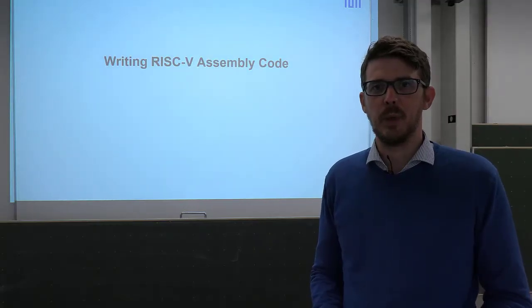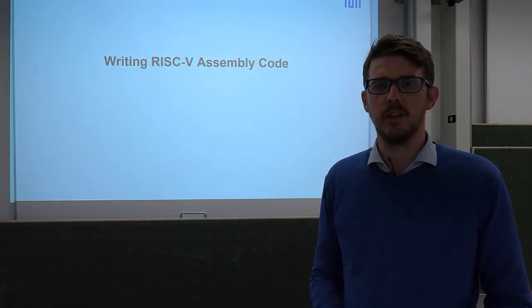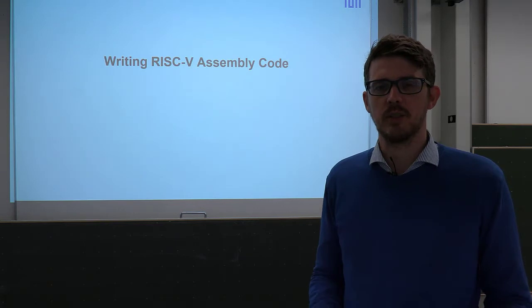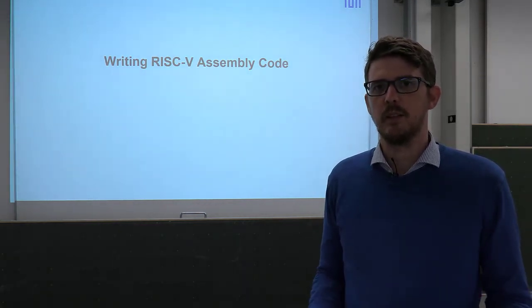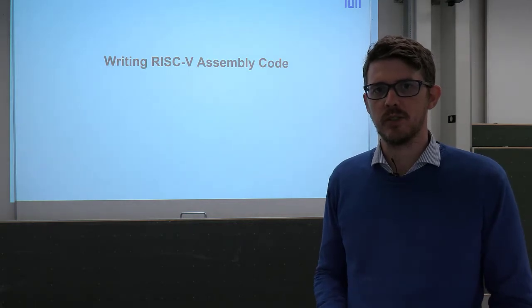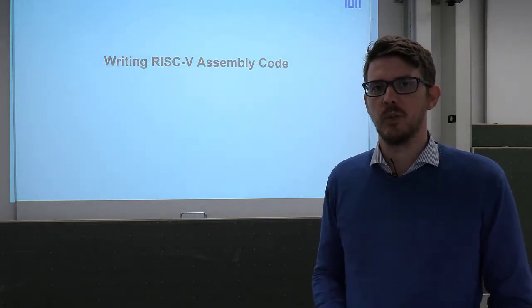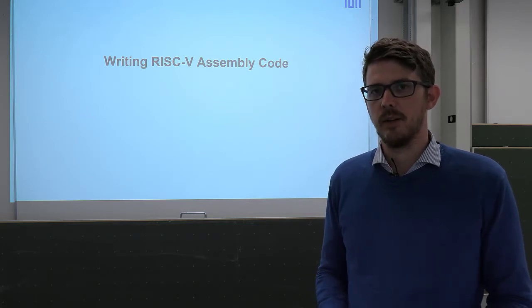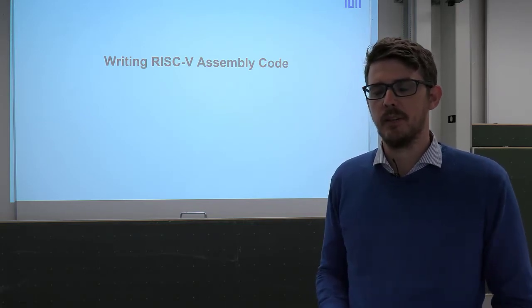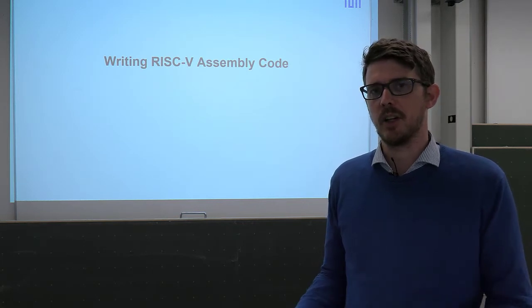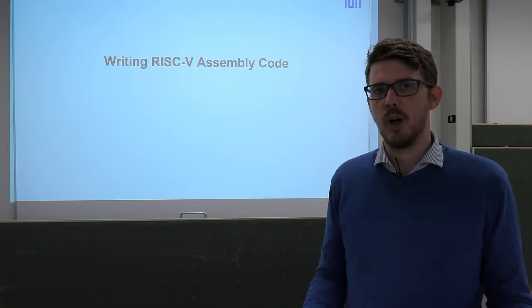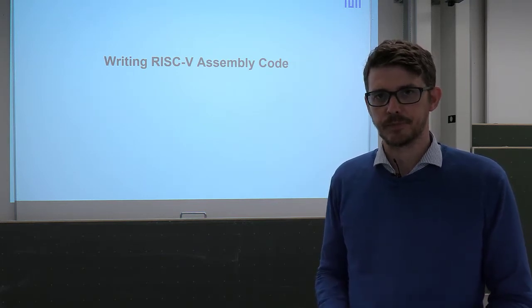Okay, so now that we know the instructions that our RISC-V processor can execute, we can try to write complete programs using these instructions, and that is basically what you do when you do assembly level programming. You can do either C level programming, then the compiler will generate the assembly code for you, or you can go on and do the assembly programming on your own.